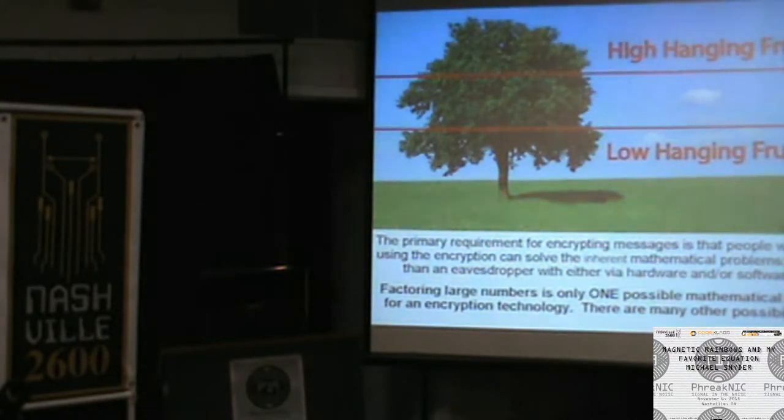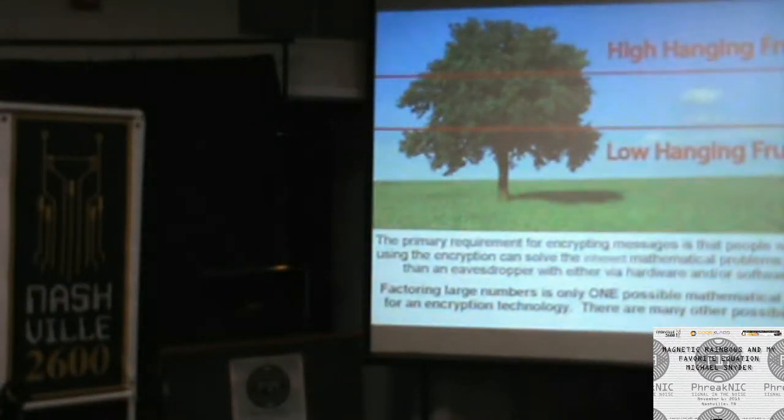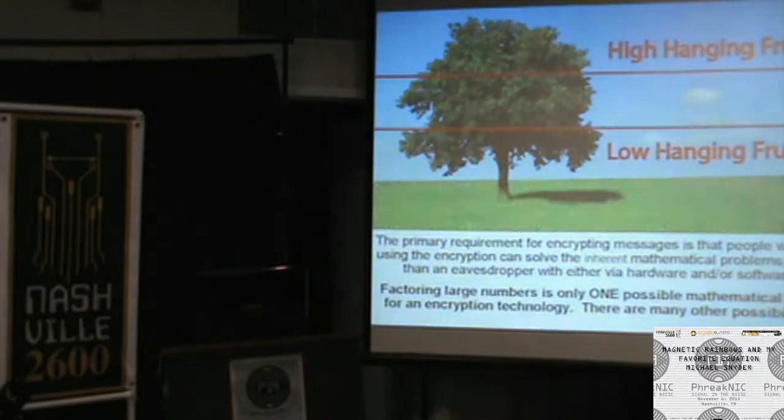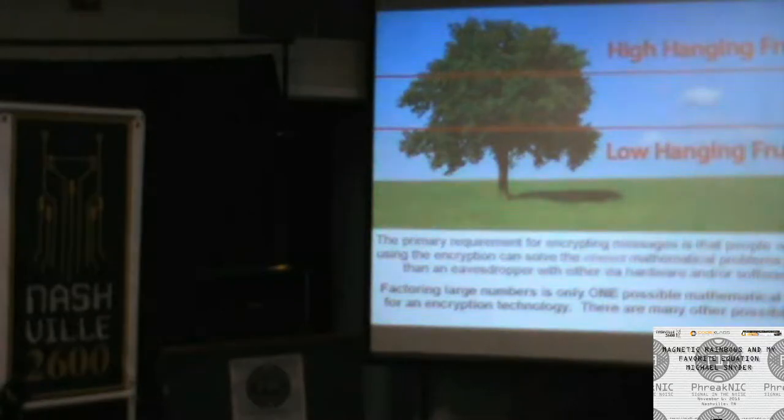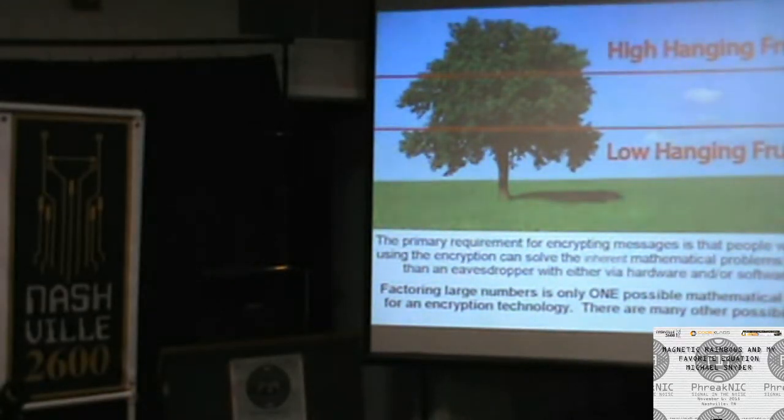Now, the most common encryption is based on factoring large numbers. We see this a lot in public key encryption. There's nothing wrong with factoring large numbers. What I'm pointing out is there are many other ways of doing this. We're just solving one mathematical problem. There's a whole list of mathematical problems we could be solving instead of just factoring large numbers. So to me, factoring large numbers is just the low-hanging fruit. There are many other choices. Next slide.